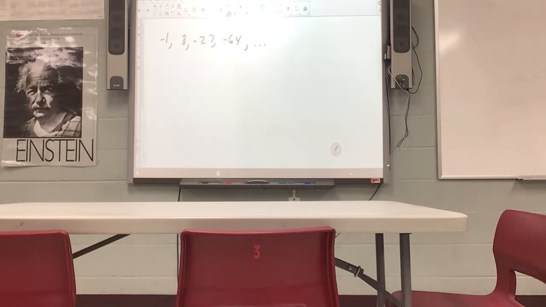Okay, so here we go. I think I wrote something wrong. Yeah, I missed a negative on that 8. Negative 1, negative 8, negative 27, and negative 64. And we have to write the rule. Anytime it says write the rule, that just means write the equation.